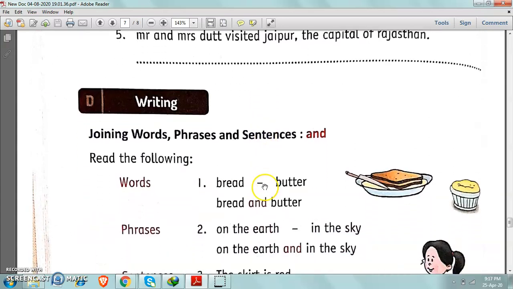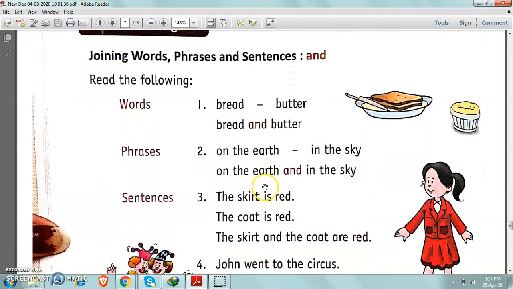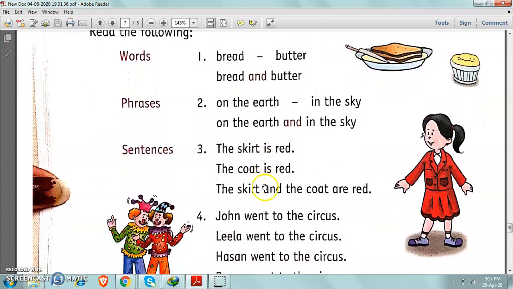I hope this much is clear to you all and I will send you the PDF, and from that PDF you are to write all these things which I have told you. I hope it is clear.